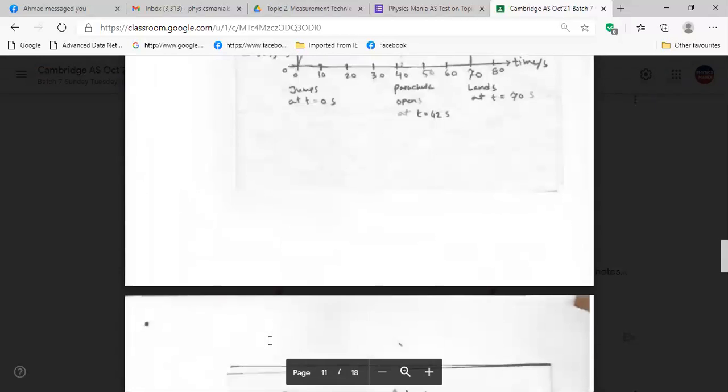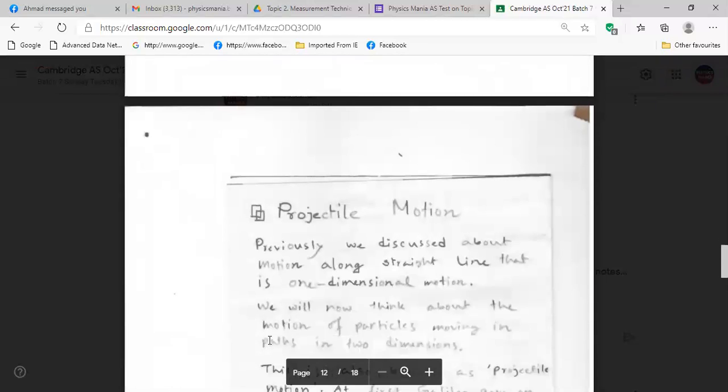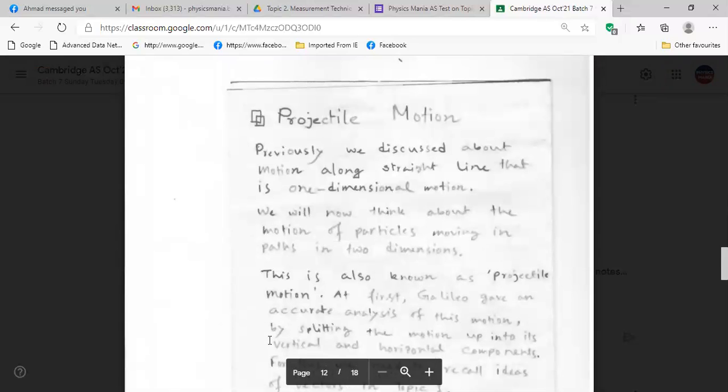You are done, Farhan? Done, sir. Yes, sir. Okay, so we are done with the kinematics, one-dimensional motion, that is linear motion. That one you also got in O level, but the one we are going to discuss now, that is two-dimensional motion. It's completely new for you. It's projectile motion, or two-dimensional motion.